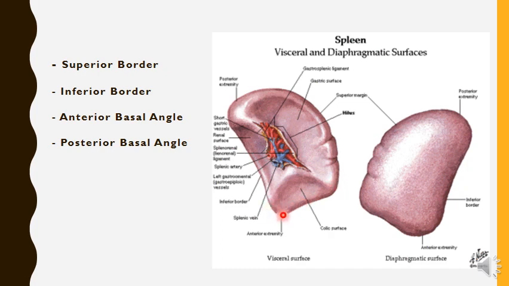Then this angle, which separates the inferior border from the lateral end or the anterior end, is called the posterobasal angle, right? So these are the borders and surfaces, anterobasal angle, posterobasal angle, and different ends of the spleen.